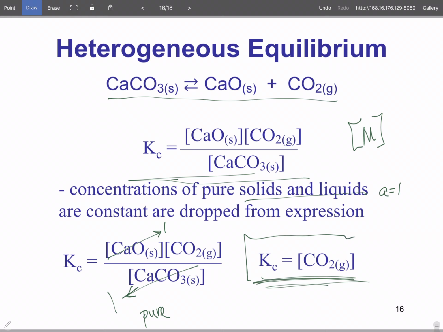So for this equilibrium, there's your K value. It only involves 1 species. It's the only species that doesn't drop out. Okay.